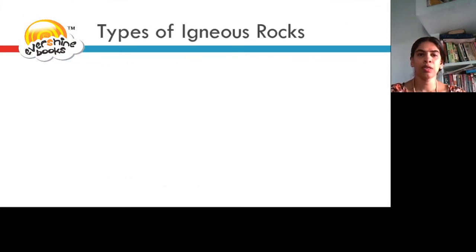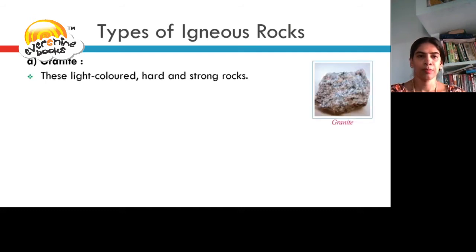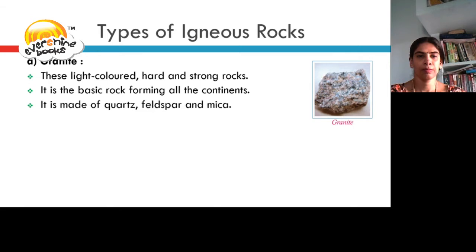Let us learn about different types of igneous rocks. Granite. This is the first type of igneous rocks. These are light colored, hard and strong rocks. It is a basic rock seen in all the continents. It is made up of quartz, feldspar and mica. It is used for making statues and streets.